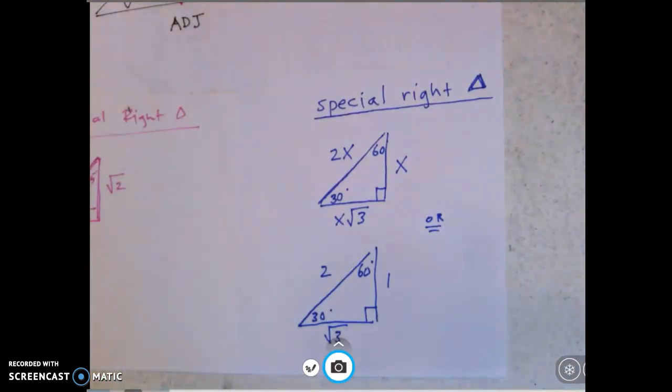Opposite, hold on one second. Okay, hold on one second. Time out.